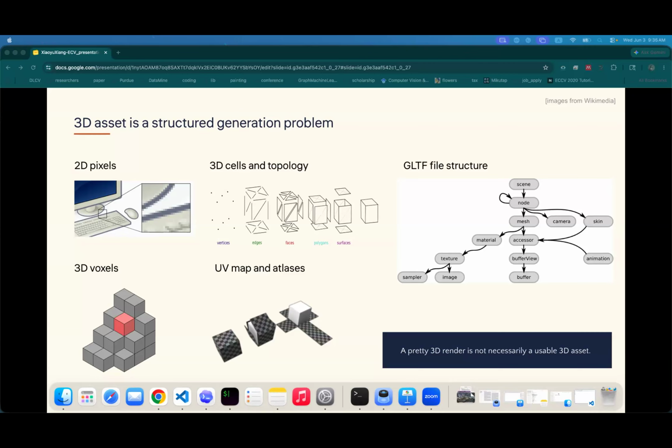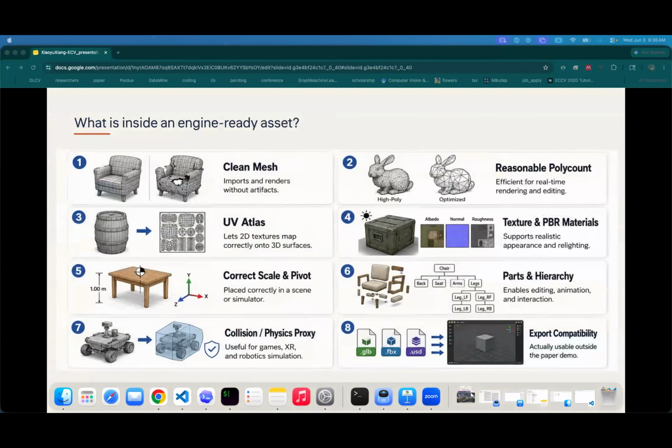Like the mesh itself can have holes, the topology may be unusable, the faces may intersect, and the UVs may overlap. The asset may look great in one view and completely fail when importing to the engine. So a pretty 3D render is not necessarily a usable 3D asset. So what would be a useful 3D asset?